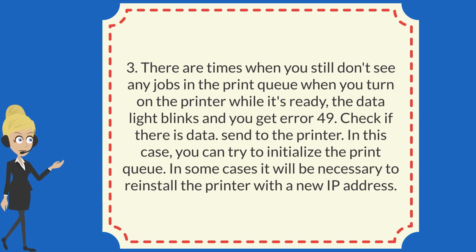3. There are times when you still don't see any jobs in the print queue. When you turn on the printer while it's ready, the data light blinks and you get error 49. Check if there is data being sent to the printer. In this case, you can try to initialize the print queue. In some cases, it will be necessary to reinstall the printer with a new IP address.